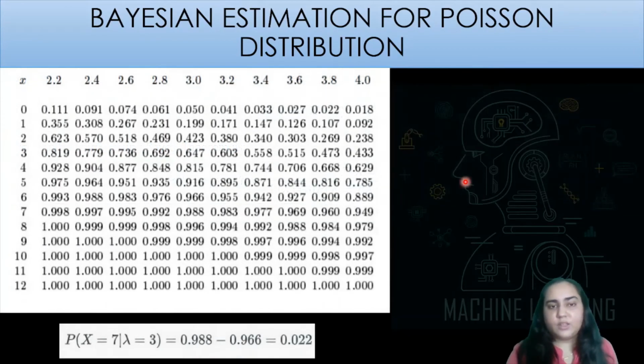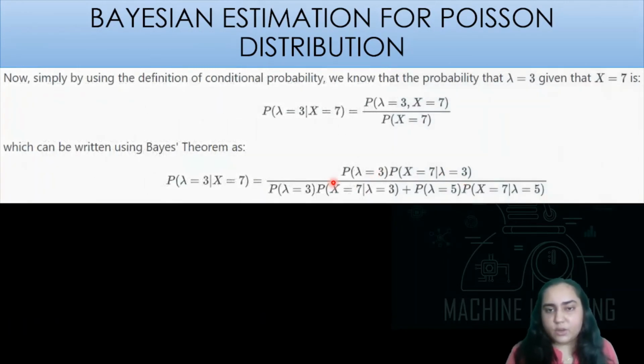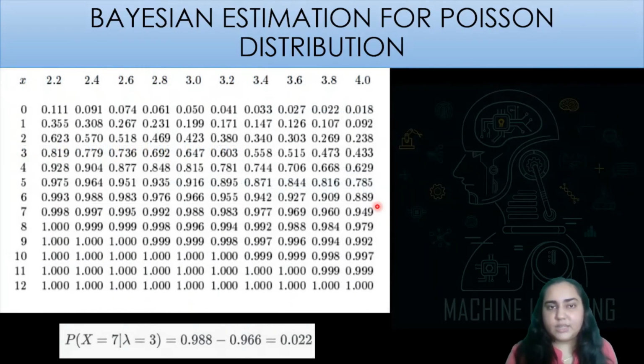And now for the calculation part, we need a couple of values here. So we require the value of x equal to 7 given lambda 3, also x equal to 7 given lambda 5. We don't have these values. So to find those, we can use a table, which you can find in a lot of statistics books, and you could also search for it online. It is the Poisson distribution cumulative density table, which you can see here.